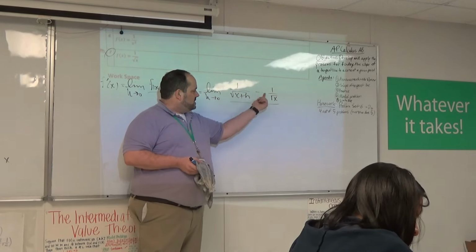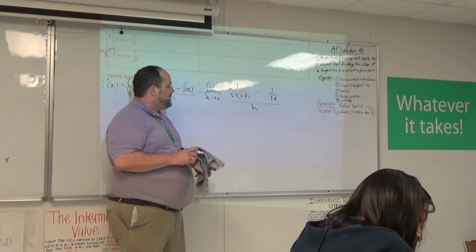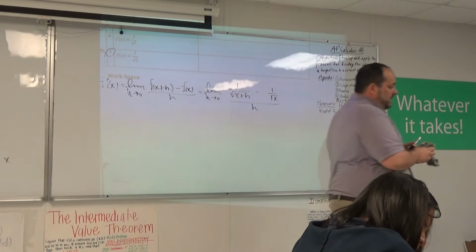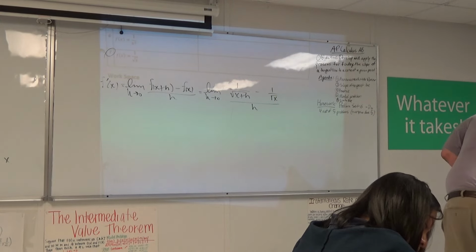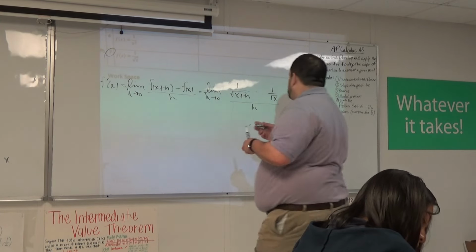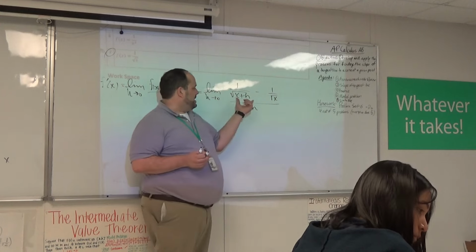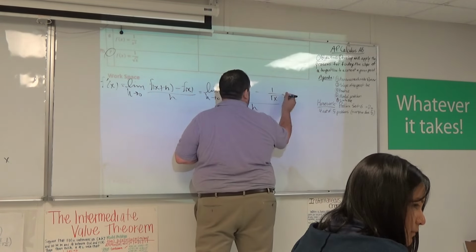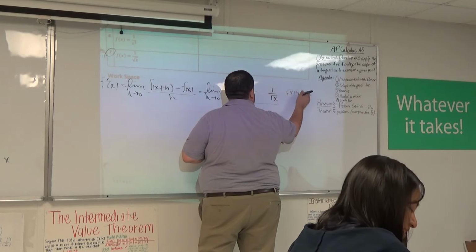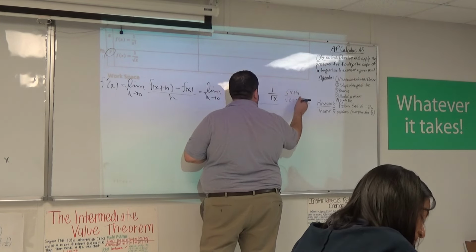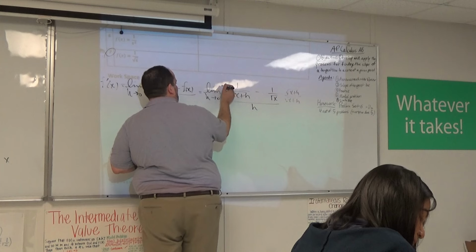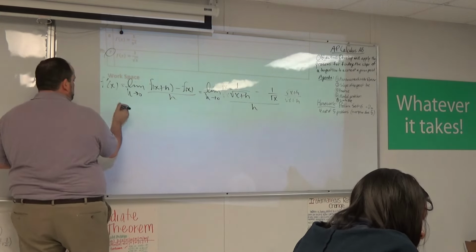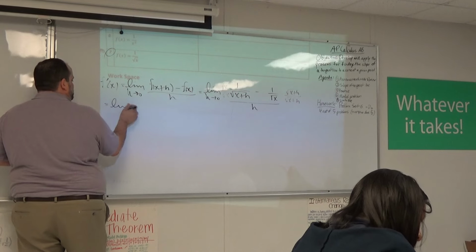Now I've got a fraction minus a fraction being divided by h. What I'm thinking about doing here is getting a common denominator, and I'm going to do that carefully. If I've got the square root of x plus h in one denominator and the square root of x in the other denominator, I'm going to multiply by square root of x plus h over square root of x plus h over there, and square root of x over square root of x over here. And let's see where that gets us.